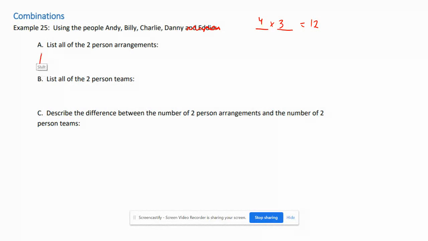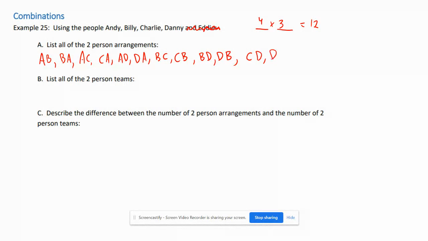So here's how I can do it. You have Andy, Billy, and then Billy, Andy. Those are two different arrangements. You have Andy, Charlie, Charlie, Andy, Andy, Danny, Danny, Andy. You have Billy, Charlie, Charlie, Billy. You have Billy, Danny, Danny, Billy. And then Charlie, Danny, and Danny, Charlie. For a total of 1, 2, 3, 4, 5, 6, 7, 8, 9, 10, 11, 12 arrangements. That's what we're looking for.